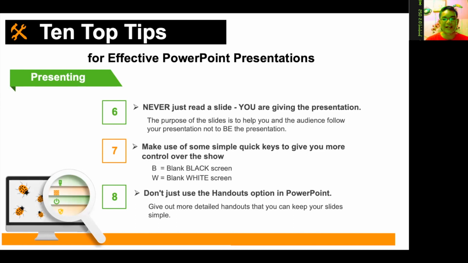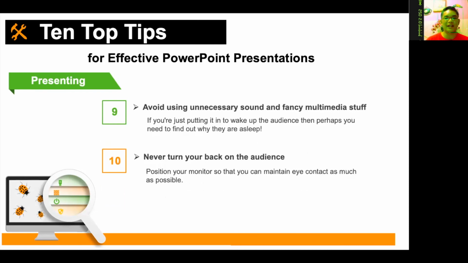Blank black screen, blank white screen. Don't just use the handouts option in PowerPoint. Bagi detail. Lepas tu, avoid using unnecessary sound and fancy multimedia stuff. And lastly, never turn your back on the audience. Jangan kita membelakangkan audience kita.